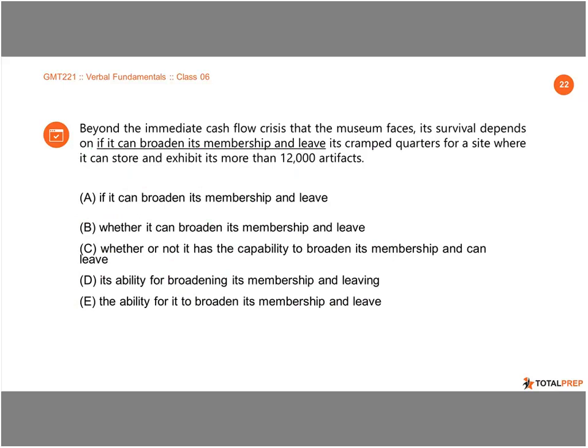Okay, let's read the passage first. The imminent cash flow crisis that the museum faces, its survival depends on if it can broaden its membership and leave its cramped quarters for a site where it can store and exhibit its more than 12,000 artifacts. That's the answer. Letter B.